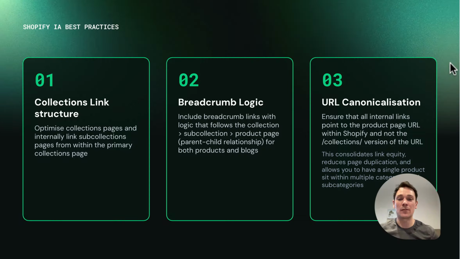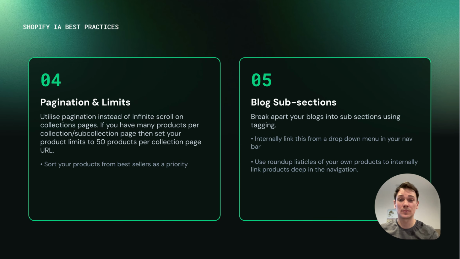So make sure that we have a parent-child relationship from collection, sub-collection, product. You can also apply breadcrumbs to your blog post using a tagging system. And we're also going to work on URL canonicalisation, so we don't have duplicate product URLs and collections URLs. What this can do is not consolidate link equity. It can actually create page duplication. And then the benefit of having a single product page URL is that the product can apply to multiple categories as well.